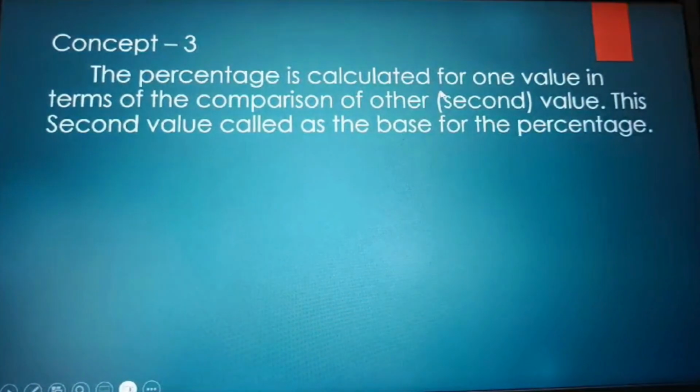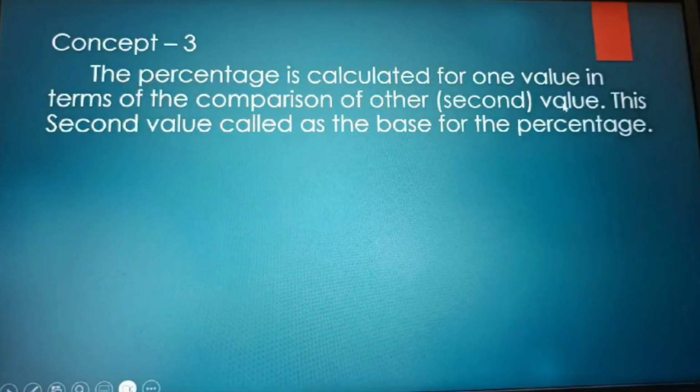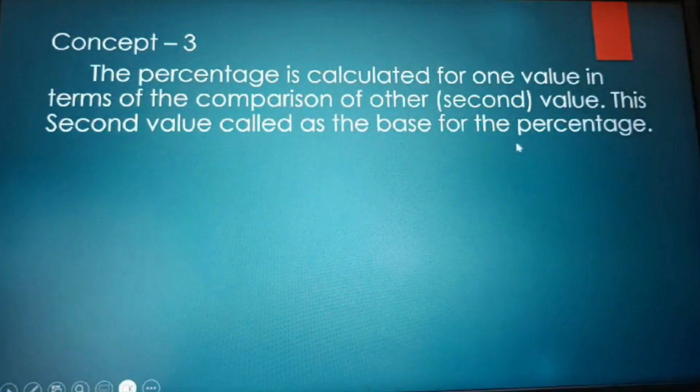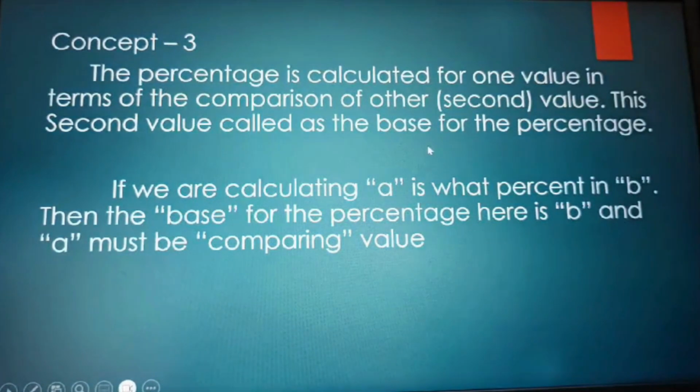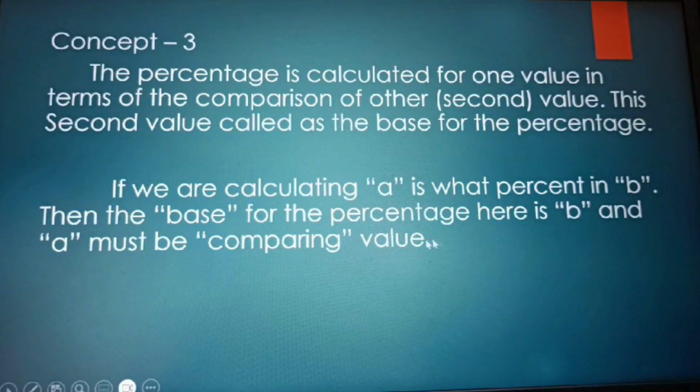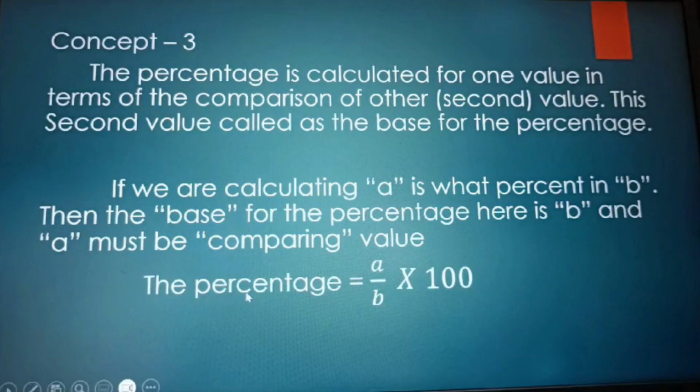If we are going to calculate the percentage of one value in terms of another value, known as the second value, this second value is called the base for calculating percentages. Let A be expressed in terms of percentages compared with B, then B is called the base for comparing percentage and A is the comparing value. So the percentage in this case is A by B into 100.